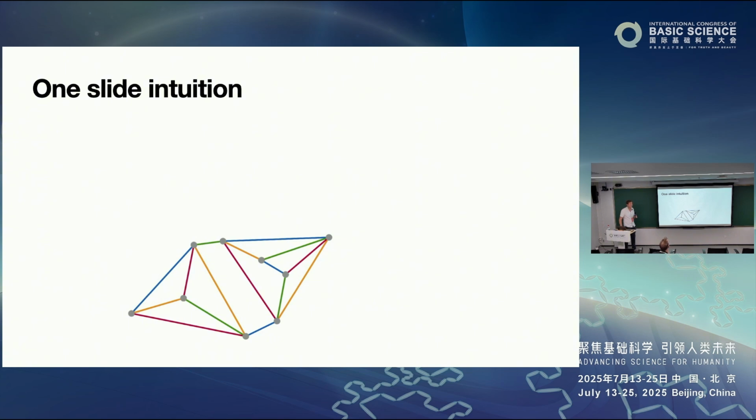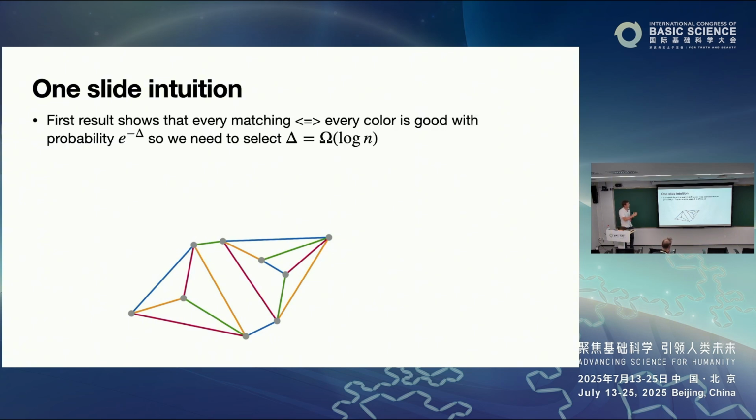So what is the intuition? On a very high level, what we did is that every matching corresponds to a color, and every color is good with probability 1 minus e to the minus delta. So by selecting delta to be log n, we got the nice union bound. But you can observe that requiring every color to be good is a very strict criterion. I'm okay with throwing away certain color classes, and for those edges I just forward them to greedy, as long as the degree is small.